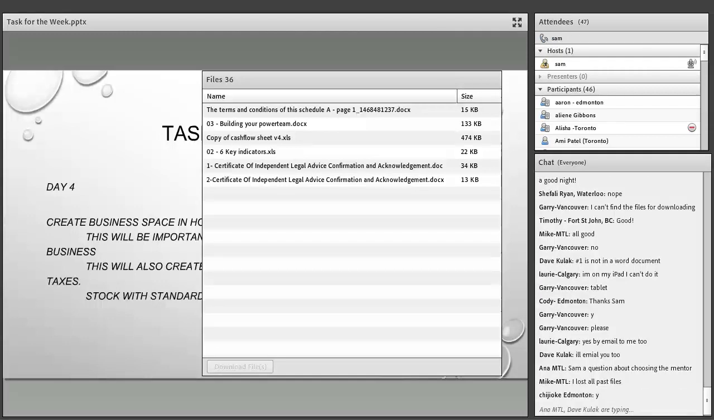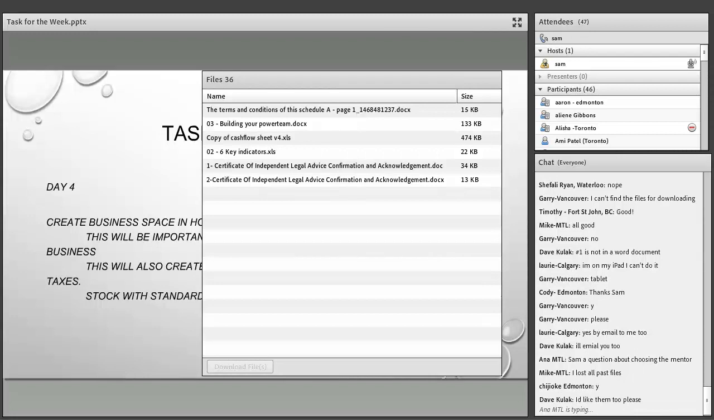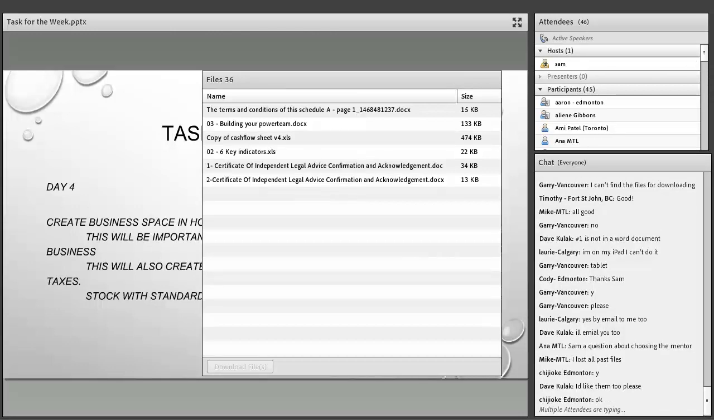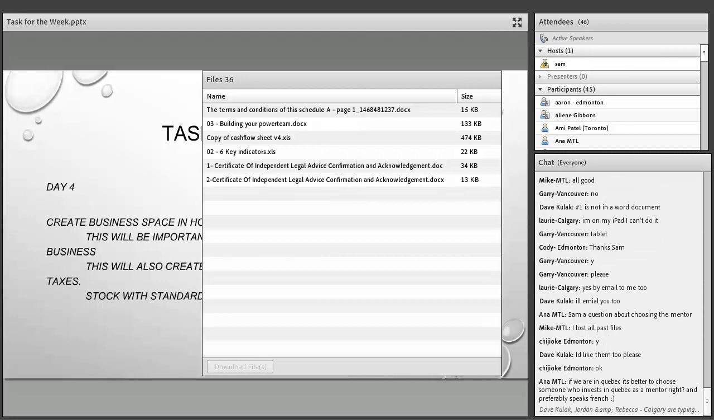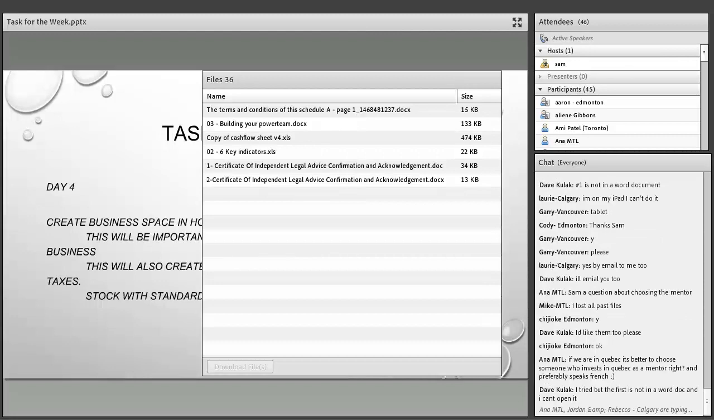Sure, Anna. Do you want it, Anna? You lost all past files. I'd like them too, please. Dave, can you not download them? Because I can send them to you, no worries. If you can't download them, I'll send them. You just got to send me an email. So Dave, just send me an email. Say, Sam, can you send me the files? No problem, but you got to send me an email. Okay, so Dave, I got you.